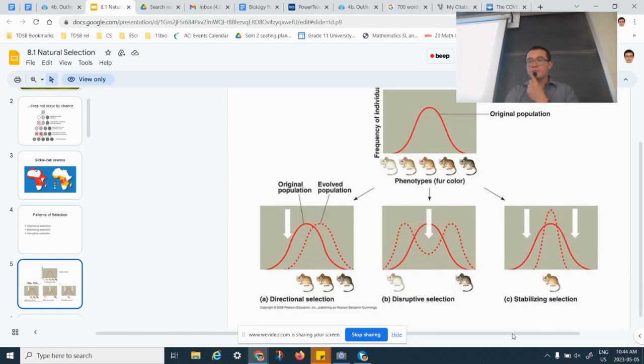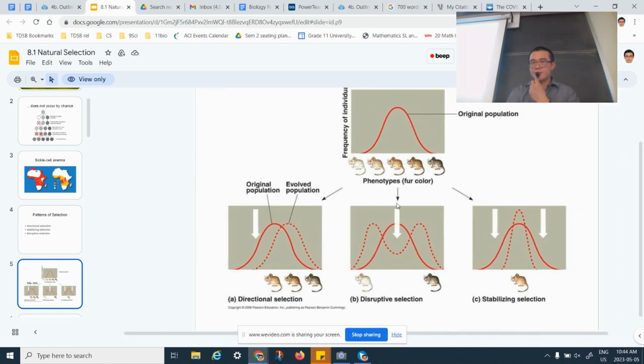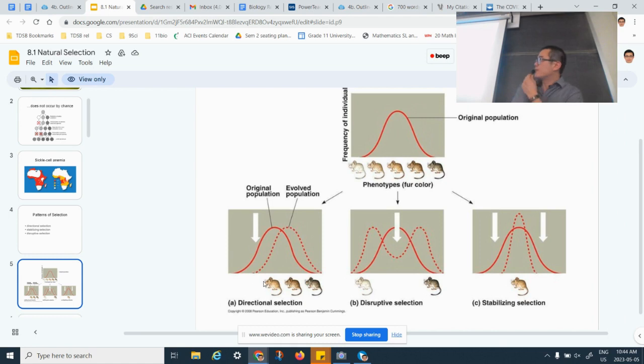Now, when we're talking about selection, there are different kinds. As I said, directional selection means you have less of the lighter color fur, for example, but now as most of the population moves toward darker color fur, the curve actually shifts in one of the directions. So that would be a directional selection.